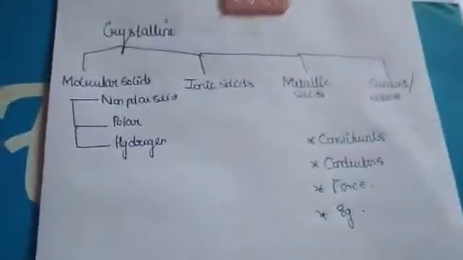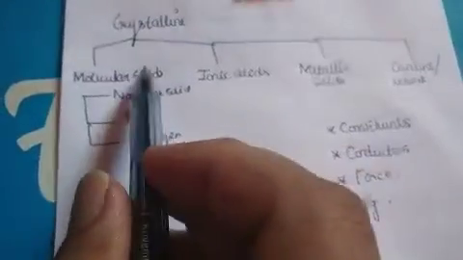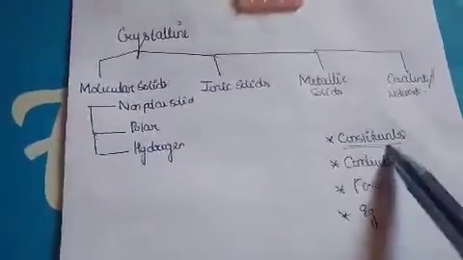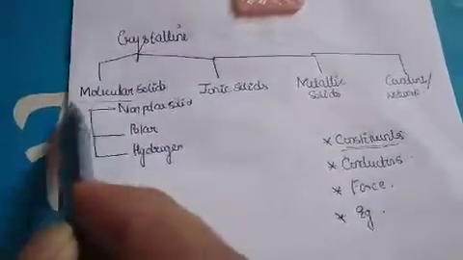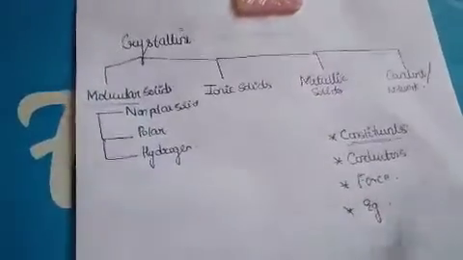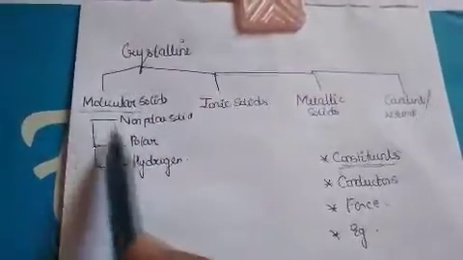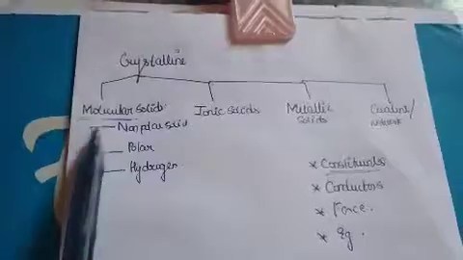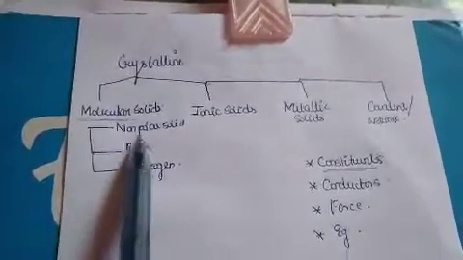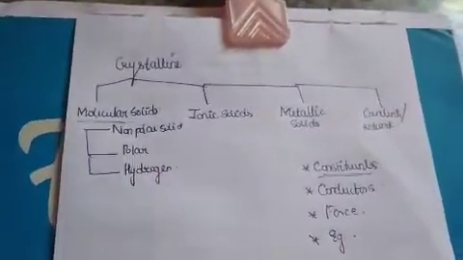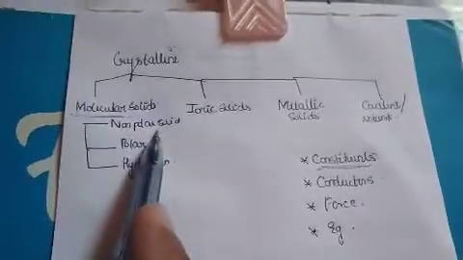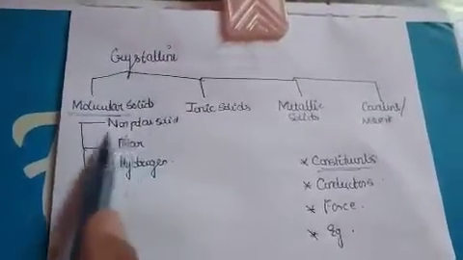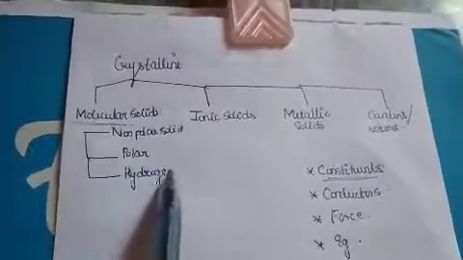Coming to molecular solids, remember that here the constituents are molecules. In the name itself it is mentioned. So the constituent particles in molecular solids are basically molecules. Coming to its further classification, we have the non-polar solid. In all these cases, we have a molecule itself.